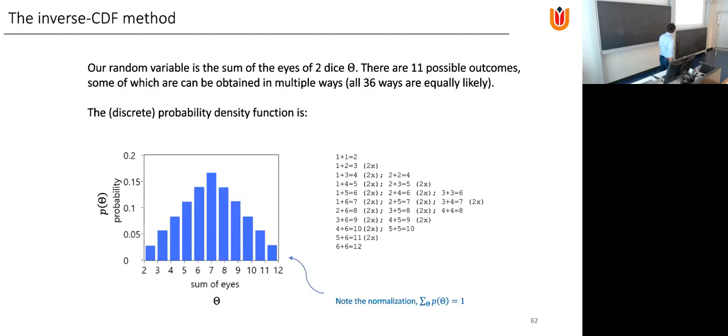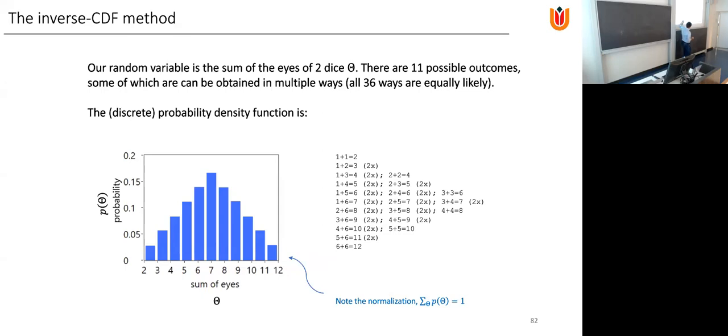So to illustrate, let's take a random value that is the sum of the eyes of two dice. So I'm going to throw two dice and add the number of eyes, and because the throws will be random, that number will be random. So in that experiment, there are 11 possible outcomes. But some of these outcomes can be obtained in multiple ways. We can realize all the 36 ways in which that can happen are equally likely. But there are 11 discrete possible outcomes. It means that I can draw a discrete probability density function of this happening.